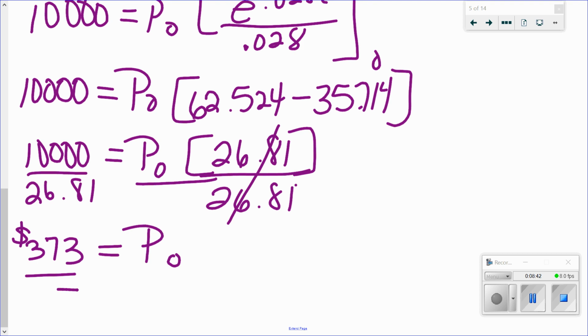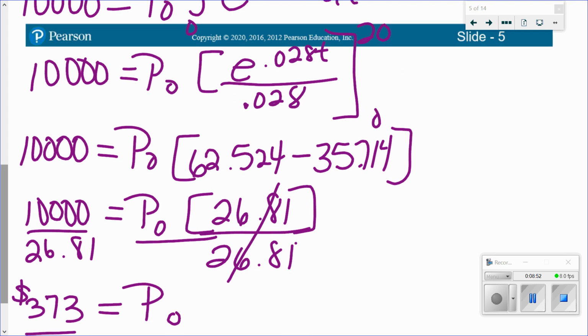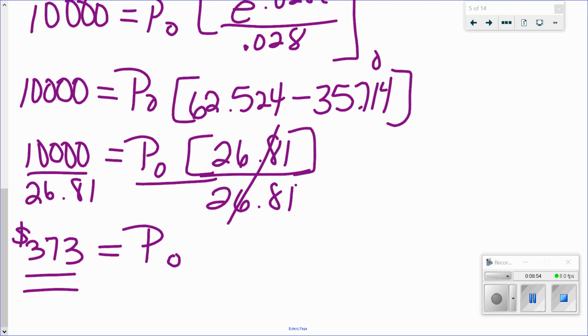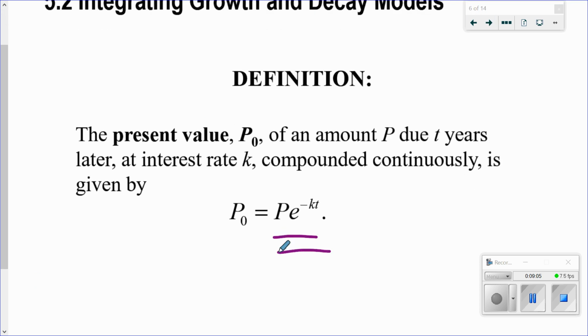That means $373 is the amount that we need to deposit every year for 20 years, I believe this one was, in order to have $10,000 at the end of time. Okay, that is what you get when you set it up this way. Okay, present value. Present value is a decay function. I know I've harped on this. So we have to use this decay function when we are getting accumulated present value.